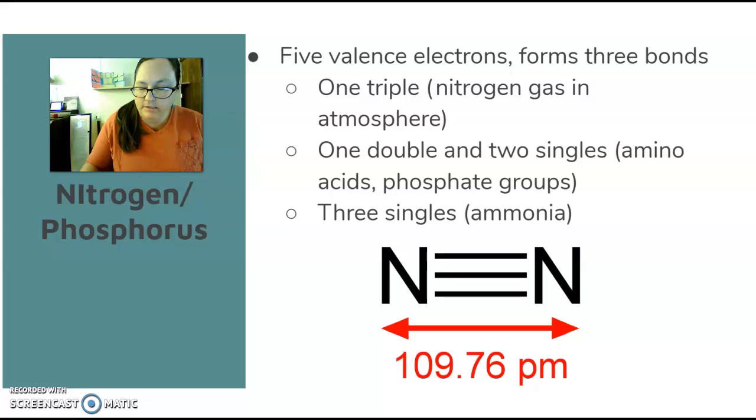Alright, and you can also see nitrogen forming 1 double and a single bond, since that adds up to 3, as found in amino acids. Phosphorus forms 1 double and 2 single bonds in a phosphate group, or either of them can just form 3 single bonds. Probably the most common example of this would be ammonia.